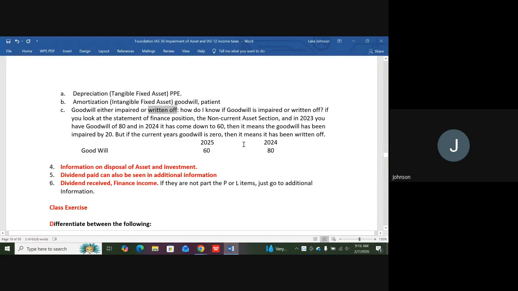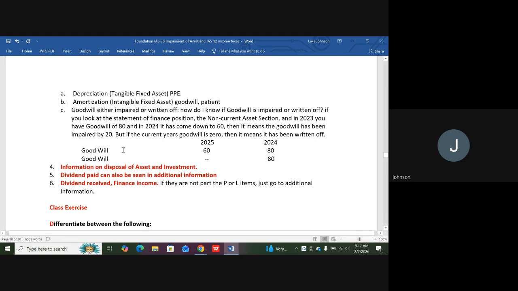When they say something is impaired, it will reduce. But when they say something has been written off, let me give an example. Let's say we have goodwill again. We come over here, we have a dash, nothing is there. Then in 2024, we saw that goodwill was actually 80. But when we come to 2025, we discover that it's no longer there. So it has been written off.